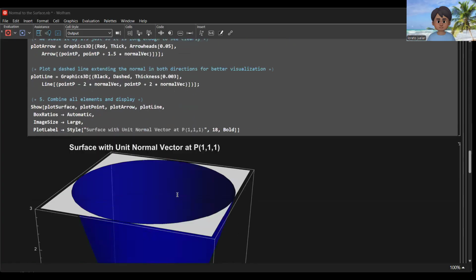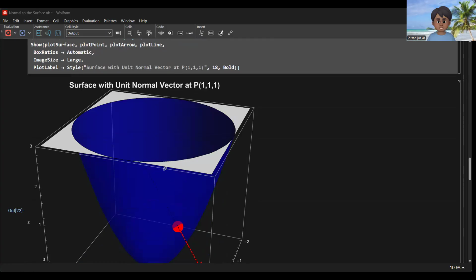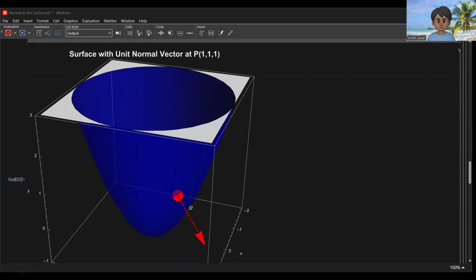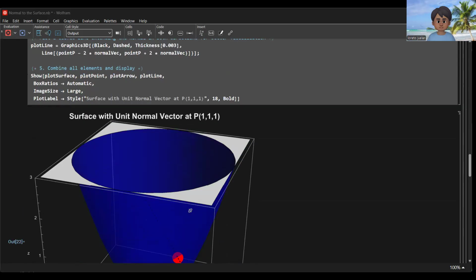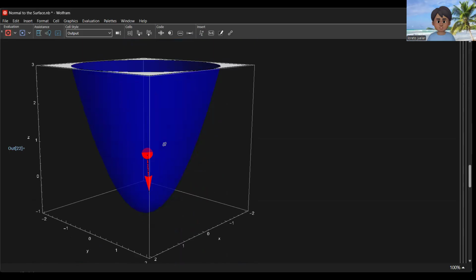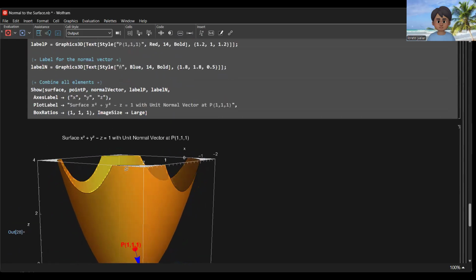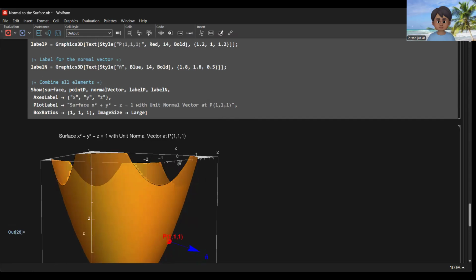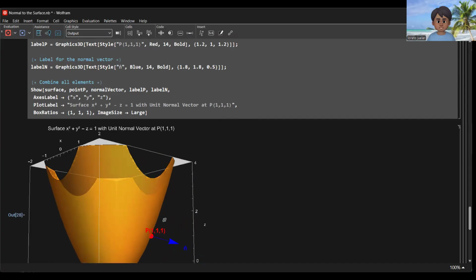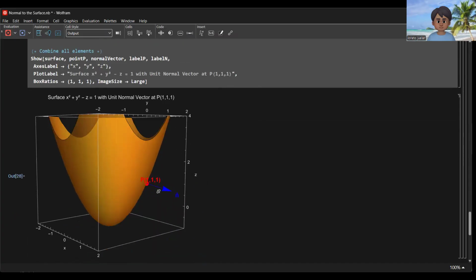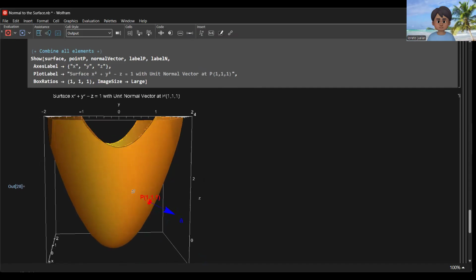Here we have the surface x squared plus y squared minus z equals 1, and we have the normal vector. So we have the surface with the normal vector at the point (1, 1, 1) here. So there is a unit normal vector at this point, which you can see here. So that is (1, 1, 1).